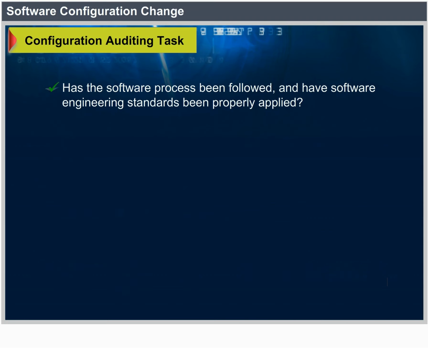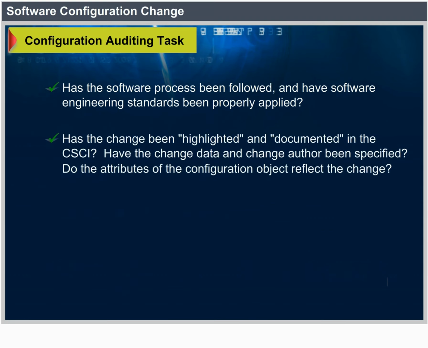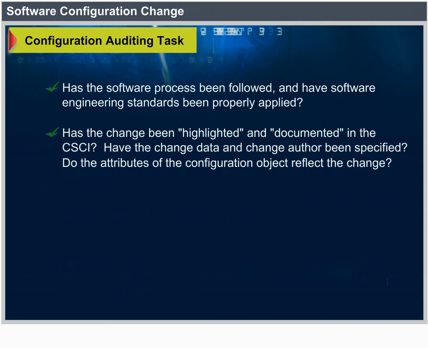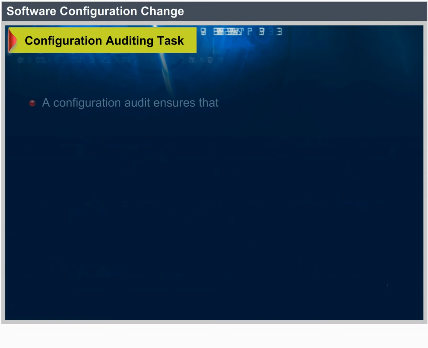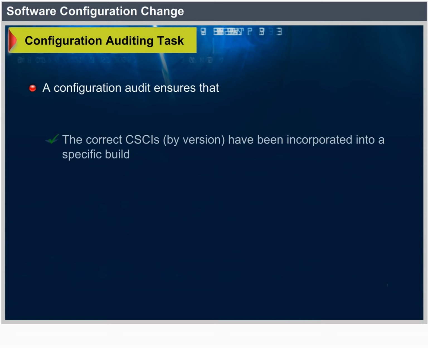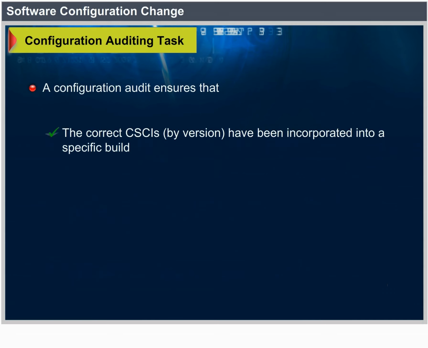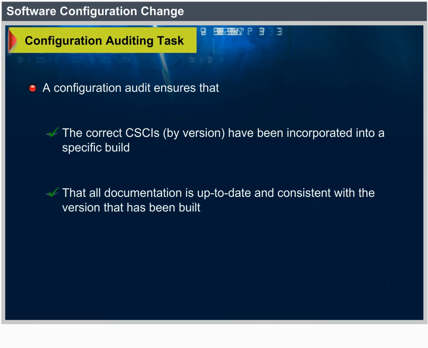Has a change been highlighted and documented in the CSCI? Have the change date and change author been specified? Do the attributes of the configuration object reflect the change? Have SCM procedures for noting the change, recording it, and reporting it been followed? Have all related CSCIs been properly updated? A configuration audit ensures that the correct CSCIs by version have been incorporated into a specific build, and that all documentation is up to date and consistent with the version that has been built.